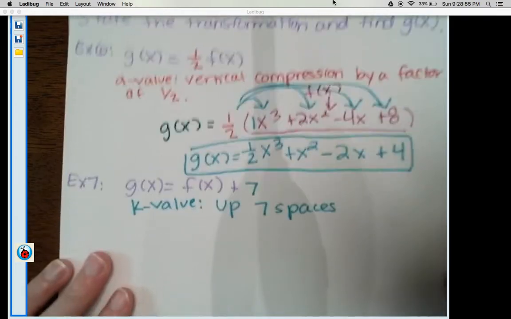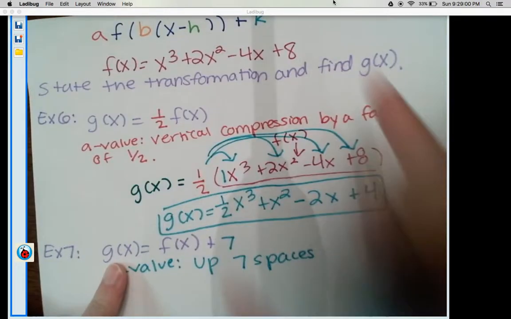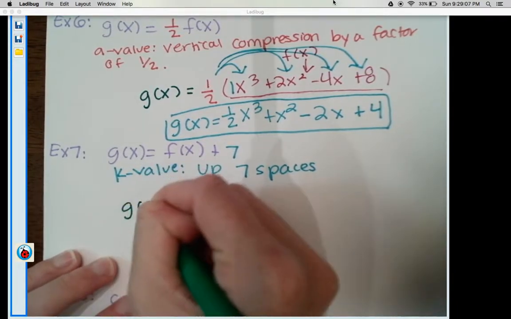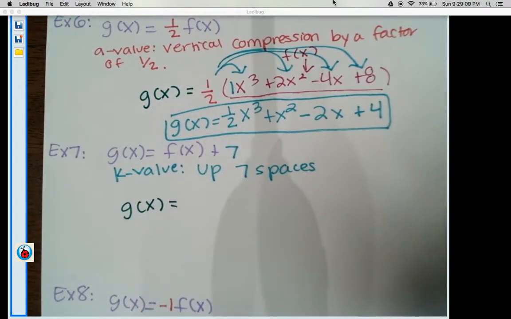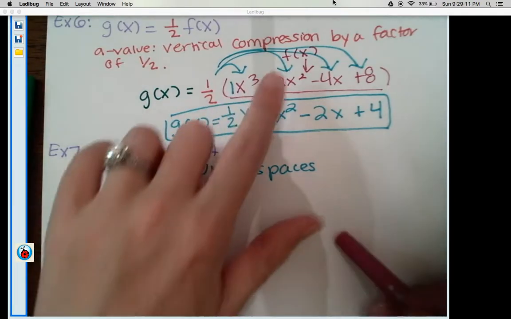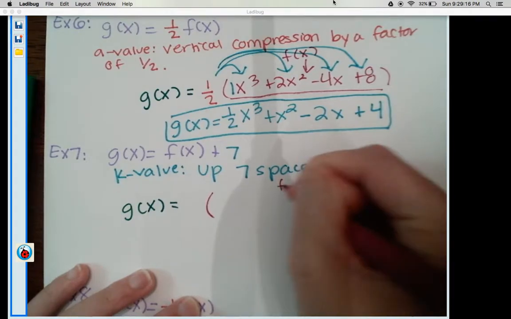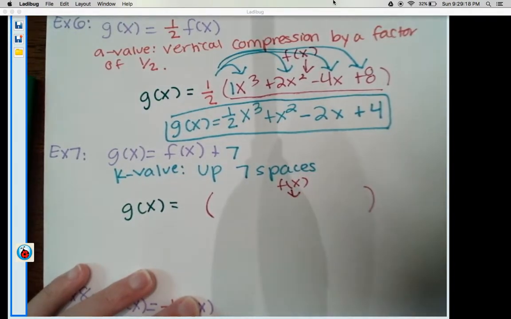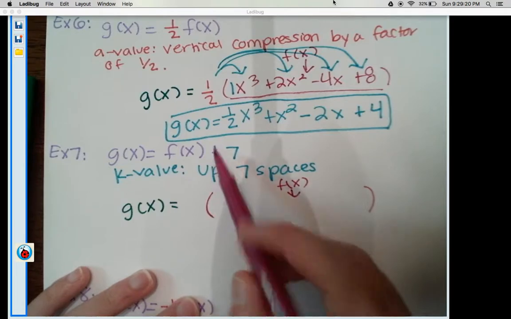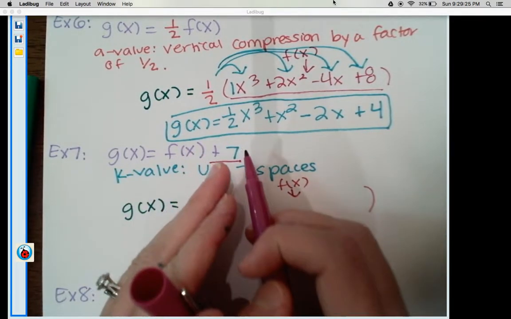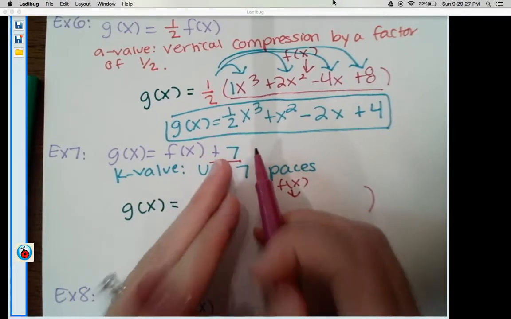Alright guys, so now we want to come up with the equation that will make this graph move up 7 spaces. So again, whenever I start these, I'm going to have g of x equals, okay, I'm going to have a parenthesis, which remember our parenthesis is always where f of x goes. So I have my parentheses, which f of x goes in here. Okay, and I have to figure out where this plus 7 will go. So plus 7 is outside of the parenthesis. It's after the f of x.